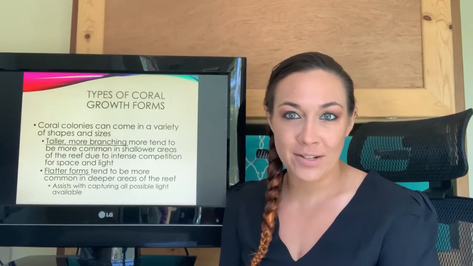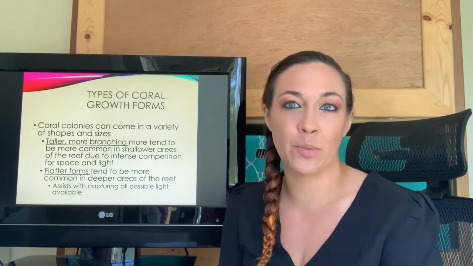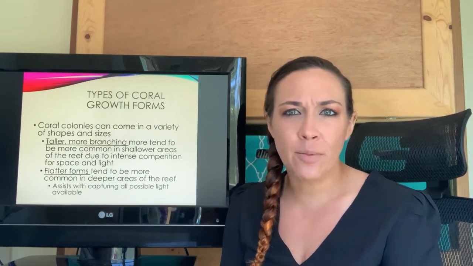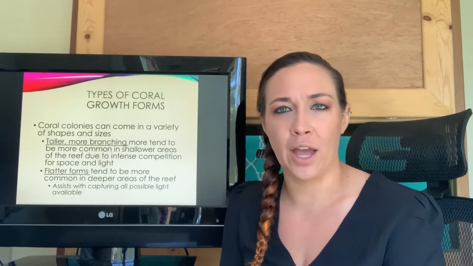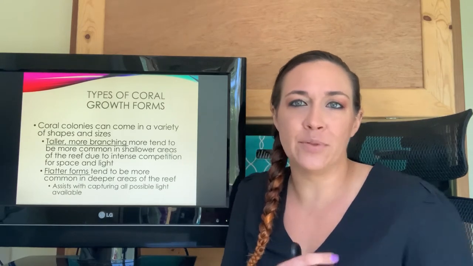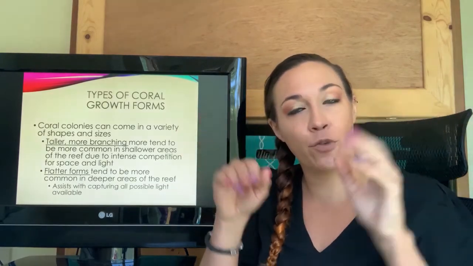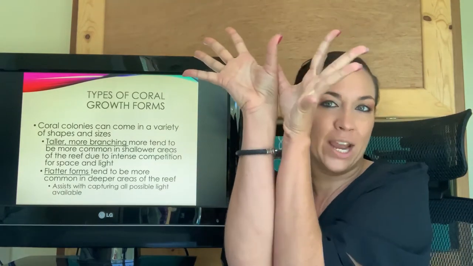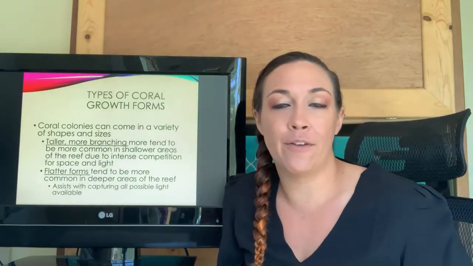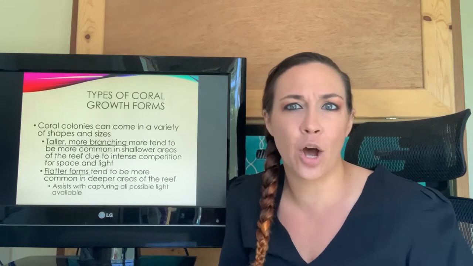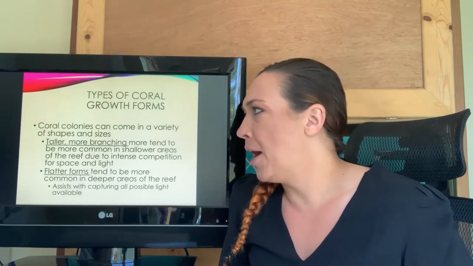All right, so let's talk about some different types of corals. We already talked about hermatypic versus ahermatypic, but let's talk about the physical structures and what they look like. So there are two different types. One is going to be a taller, more branching form that's going to grow tall and then kind of branch out. These are going to be typically found in shallower waters, and that's because the competition for light is pretty high.